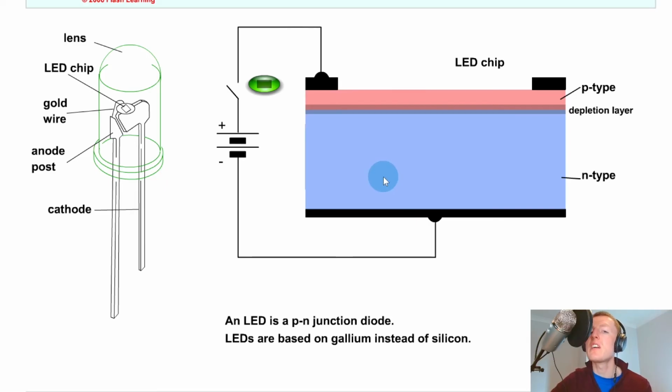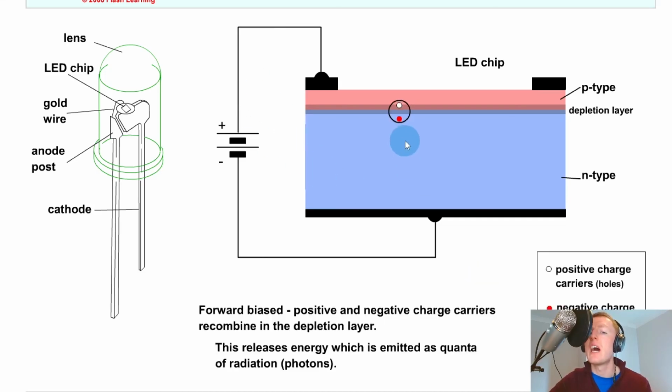So here's a slightly different view of the LED, showing you the P-type and N-type materials as a sort of sandwich there with the depletion layer between them. So that's the junction there. And you should also note down here that it says an LED is a PN junction diode. LEDs are based on gallium instead of silicon. So although we talked about silicon a lot for P-type and N-type doping, gallium tends to be used for LEDs. So if I close the switch here, you'll notice that we get an electron and hole recombining there to emit light at the depletion layer or at the junction.